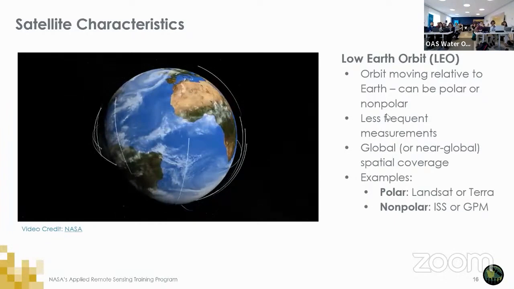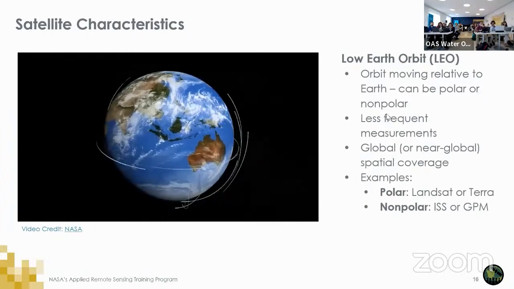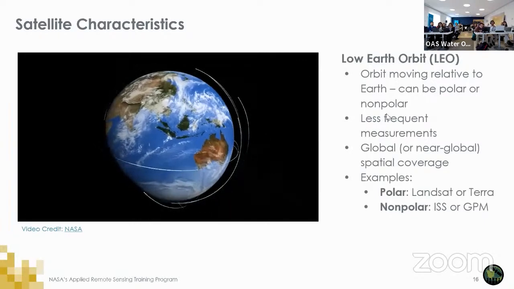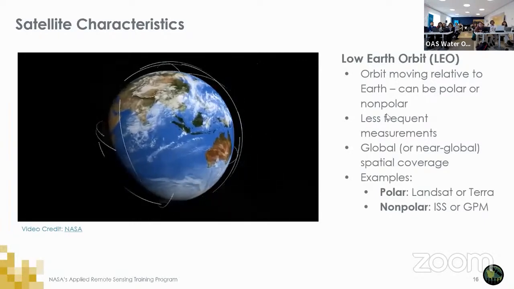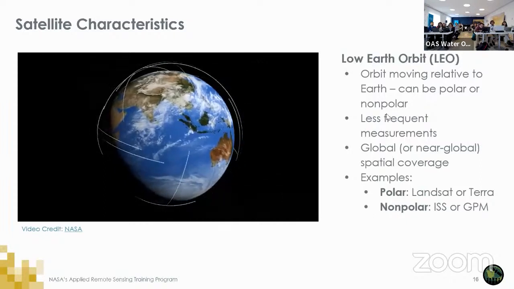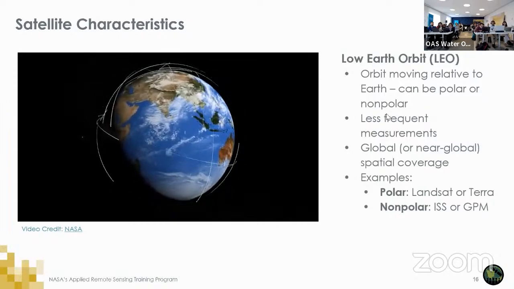Some examples of polar orbit are the Landsat mission that I referred to earlier. And then some non-polar ones are the GPM mission, which you're going to hear about. I believe Dr. Lakshmi is going to be speaking about that, I think tomorrow. And then also the International Space Station. Next slide.